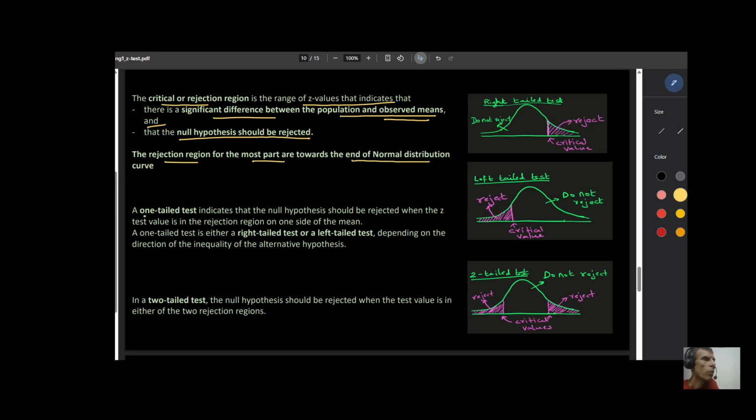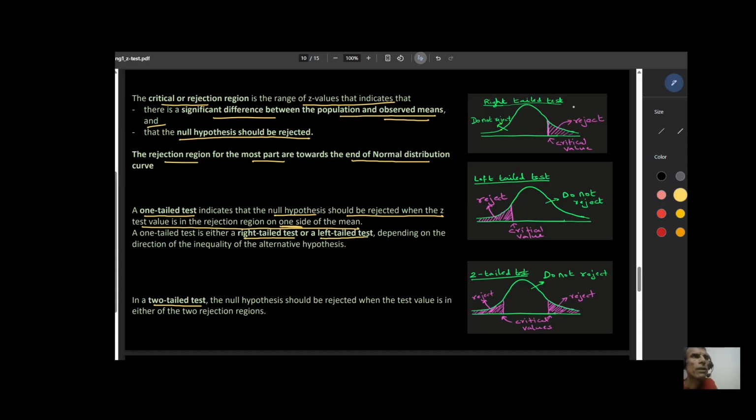Now you have the one-tailed test and the two-tailed test. A one-tailed test indicates that your null hypothesis should be rejected when your z-test value is in the rejection region on one side of the mean. It could be either the right side of the mean, which would be called a right tail test, or the left side of the mean, which would be called a left tail test.